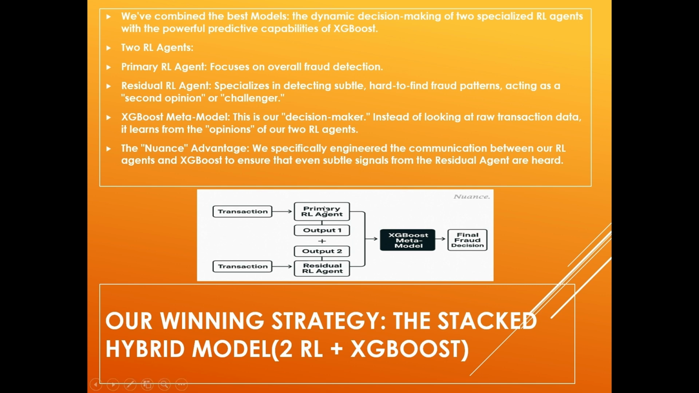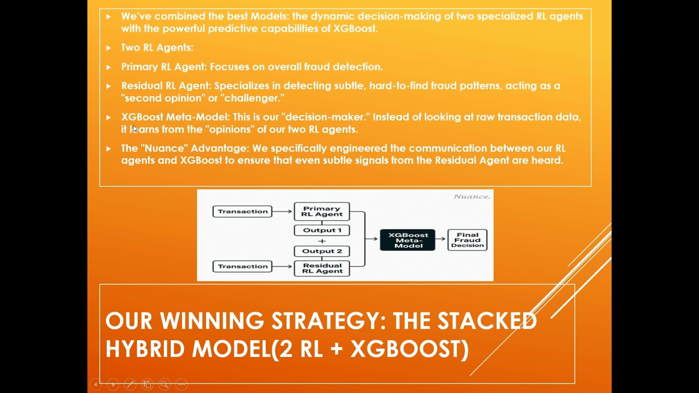So yeah, this is our winning strategy: the stacked hybrid model, two RL agents plus XGBoost as a meta model. This is our initial architecture. We have two RL agents. One is the primary RL agent that focuses on overall fraud detection. The second one is the residual RL agent, specialized in detecting hard-to-catch fraud patterns. There were some false positives that were not being rectified by the primary RL agent, so the residual agent will rectify that and act as a second opinion or a challenger.